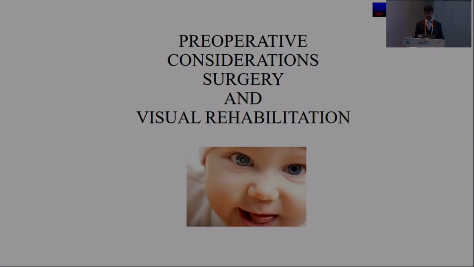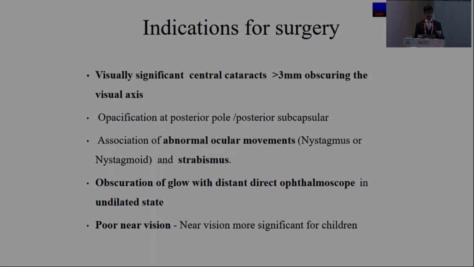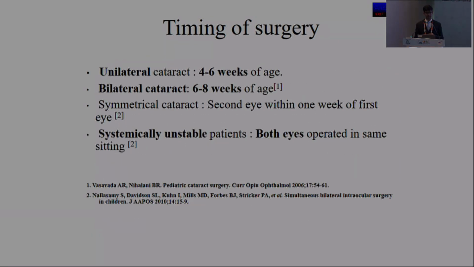Preoperative considerations and surgical planning. We intervene in such a case when there is a visually significant cataract more than 3 mm obscuring the visual axis, abnormal ocular movements in the form of nystagmus or nystagmoid movements, squint, and obscuration of the globe with a direct ophthalmoscope. Poor near vision is also a very good indication to operate and go inside these eyes. Timing of surgery is very important because there is a critical period of neuroplasticity after which amblyopia sets in.